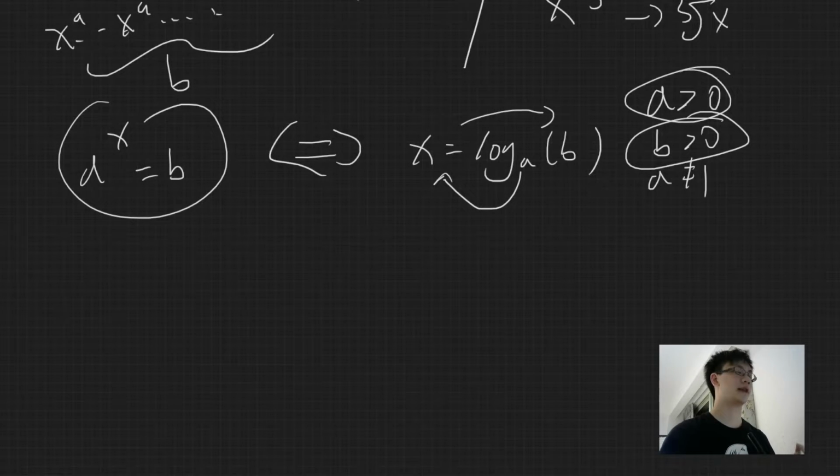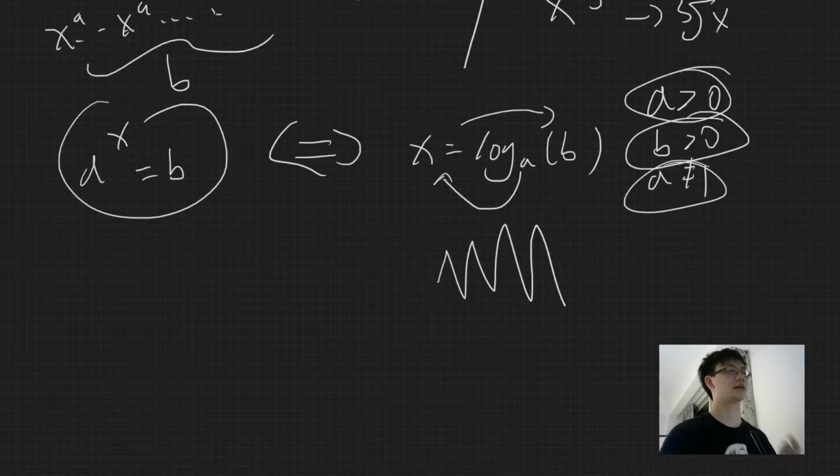Because once you have a negative, it goes up and down depending on if you have an odd power or even power, and that's too annoying to deal with. And at the same time, a doesn't equal 1, because 1 to the power of anything is 1. Okay, so these are three important prerequisites for us to use logarithms. Whenever you have a logarithm, you have to check if that actually works.